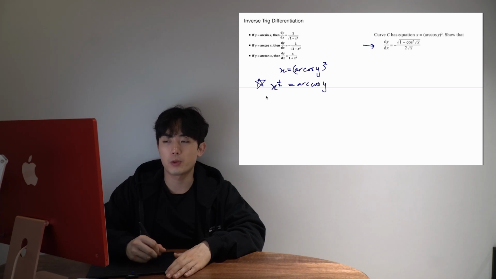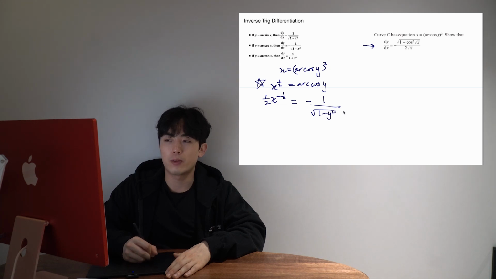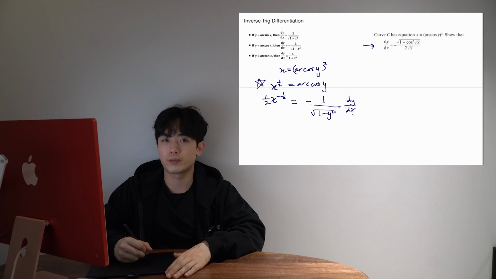Now I differentiate each one separately. So x to the half gives us 1 over 2 x to the negative half. And differentiating arc cos, I can just use the one given in the formula booklet, replacing this x with y. So it's going to be minus 1 over the root of 1 minus y squared this time. And because we're differentiating a y term, I remember to place a dy by dx behind it. I can now rearrange for dy by dx.